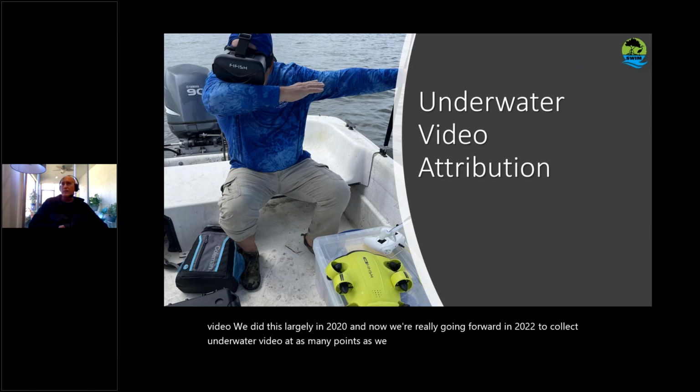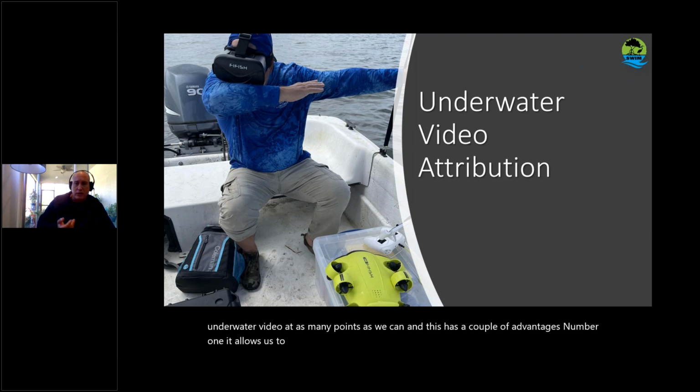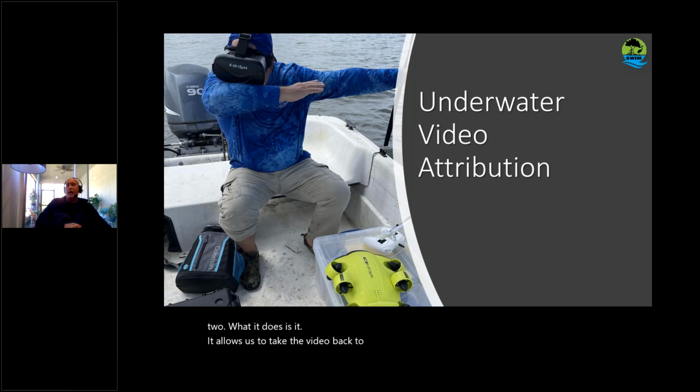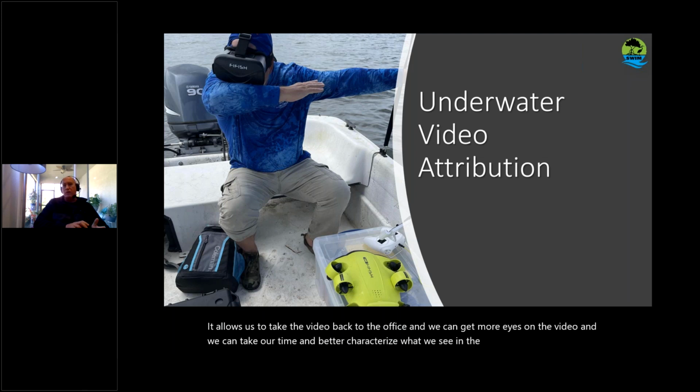And this has a couple of advantages. Number one, it allows us to not spend so much time on station when we're collecting data. Number two, it allows us to take the video back to the office, and we can get more eyes on the video, and we can take our time and better characterize what we see in the field. So it gives us better quality data, and it also allows us to go out and collect more data.